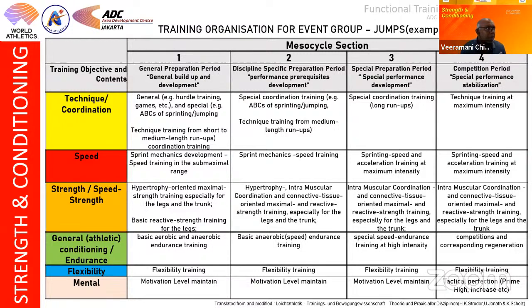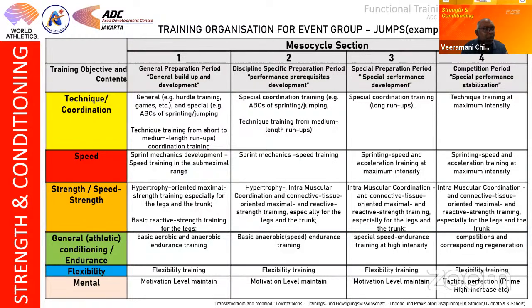So if you were to use technical and coordination as an example across the entire 4 stages, you know that we do general hurdle training games, and some special ABCs for sprinting and jumping will take precedence in the early season. Technical runs from short to medium run-up will be used to teach coordination preparation. Then we move into what I call special conditioning. Again, a lot more specific drills in relation to jumps come in.